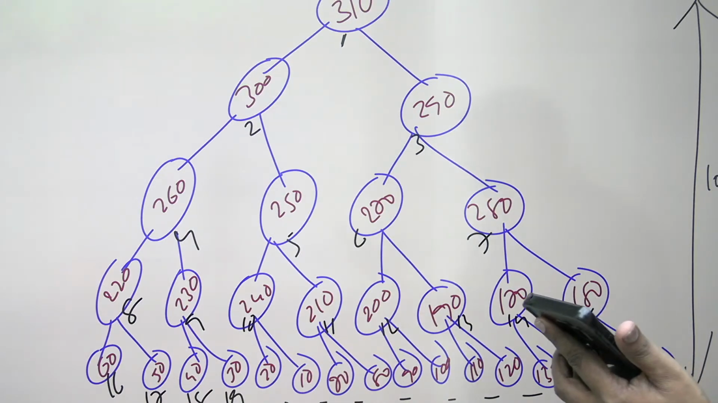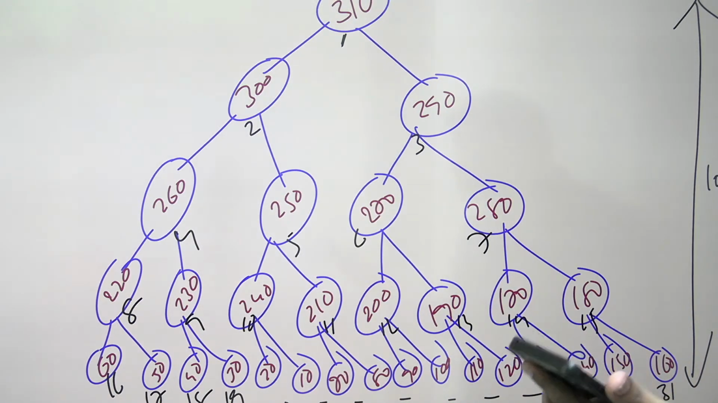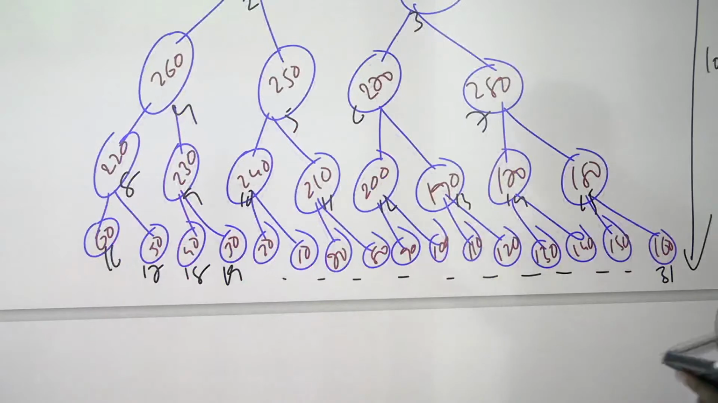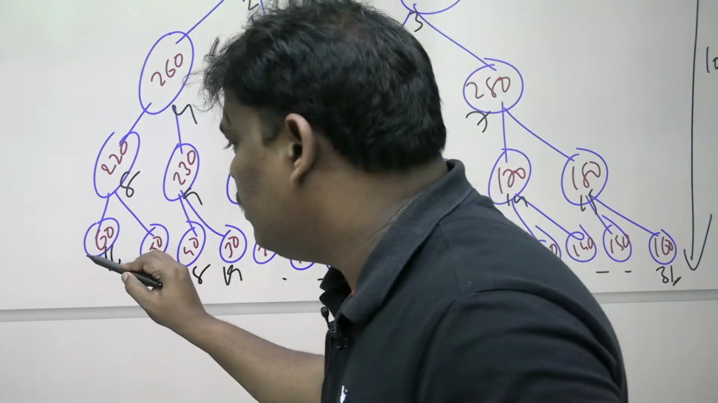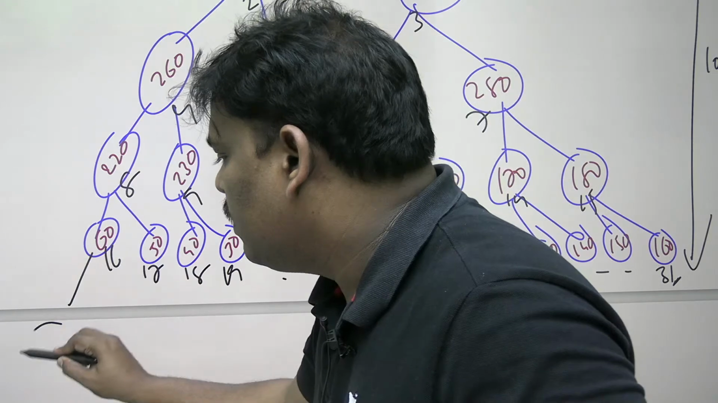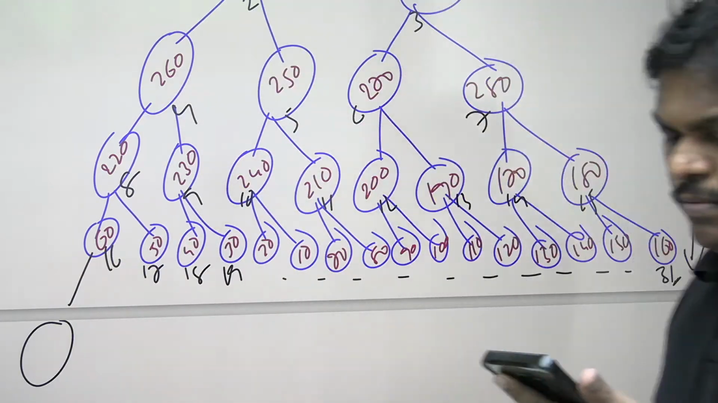Not leaf node, exactly. Last place. Who is the last place? If you want to insert an element in the min heap or max heap, you have to insert at the last place. What is the meaning? Until 31 elements are there, the next is 32. At this place you have to insert.